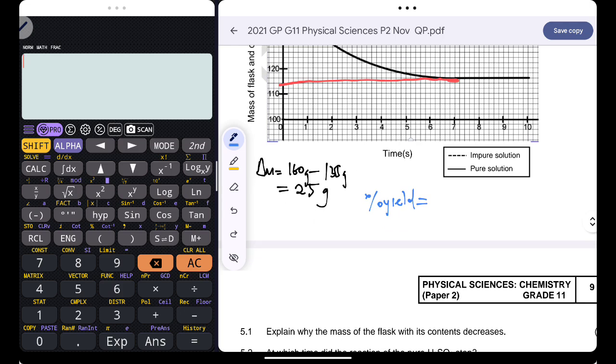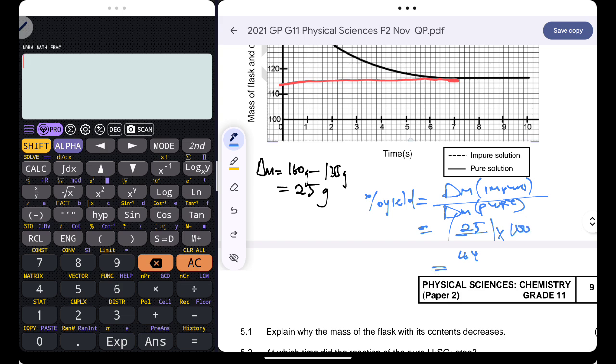Percentage yield is just the change in mass of the impure all over the change in mass of the pure substance. So in this case, we just have 25 all over 44, multiply everything by 100.